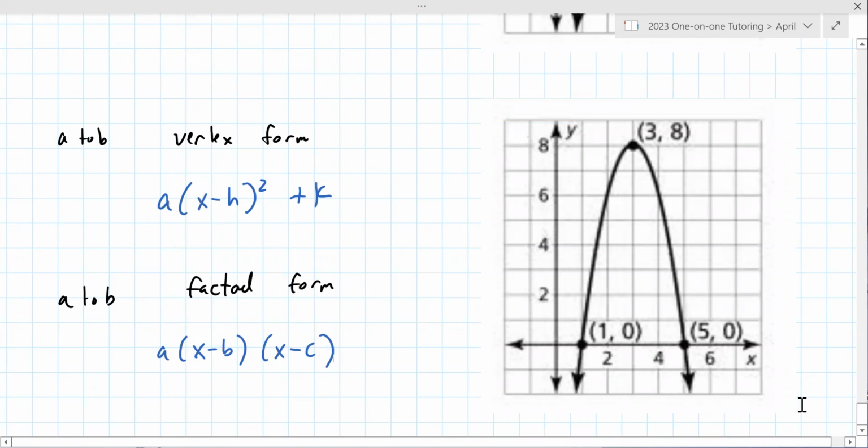Factored form, I guess. Usually we write it in slope intercept form and then convert to standard. Slope intercept is for a line. This is a quadratic, so slope intercept form does not apply here. The vertex form would come from using the point up here, (3, 8), for h and k, and then another point, either (1, 0) or (5, 0), to find a. Factored form allows you to use the two zeros, 1 and 5, as your b and c, and then you use another point to find a. They're both good.